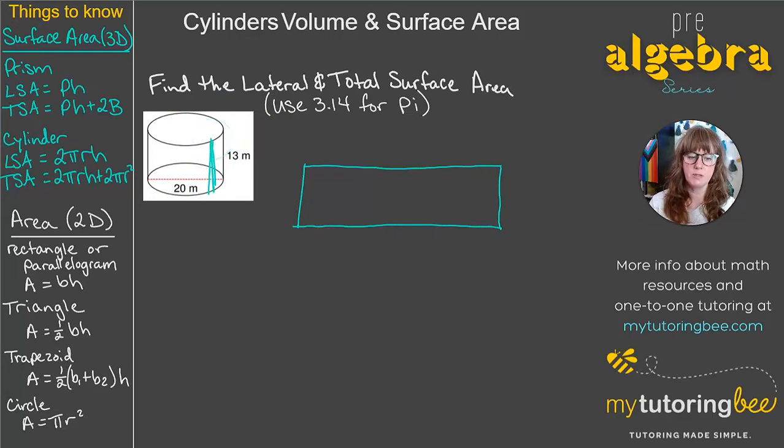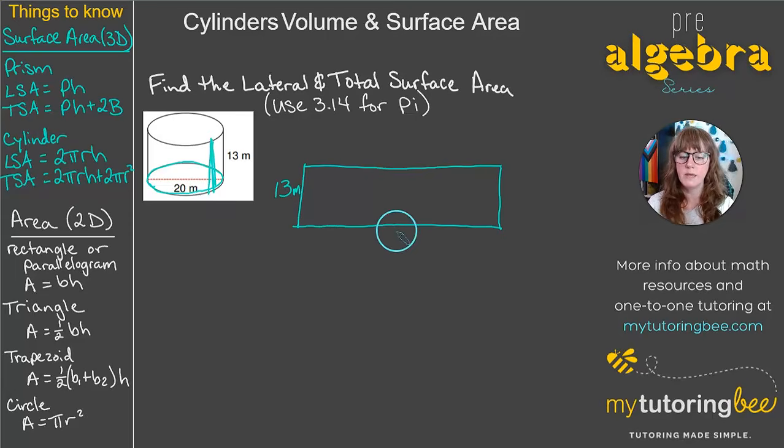Well, it would be 13 meters tall. That would be a very tall can of soup. So it would be 13 meters tall. But then what would the length of that rectangle be? Well, the length would match the circumference of the cylinder, right? Because that label would have to stretch all the way around the outside edge of that circular top and bottom. So it would have to be long enough to wrap all the way around.